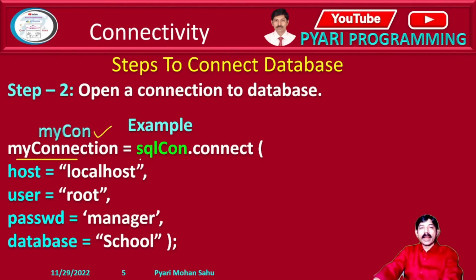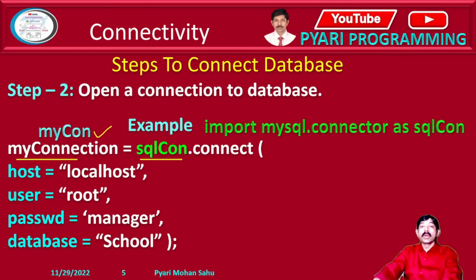Now, from where did I get this sqlcon? In the first slide, I told you: import mysql.connector as sqlcon. Now, this sqlcon I'm using to call the method connect. Otherwise, if you are not writing as sqlcon, you have to write mysql.connector, such a big syntax. So that's why my advice is to use the as clause over here.